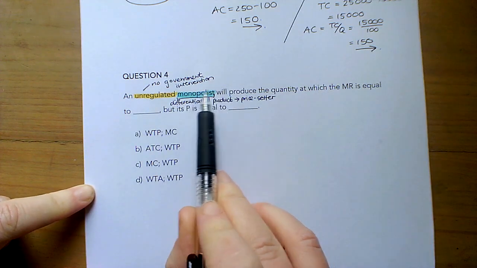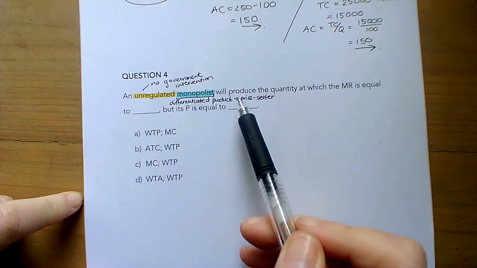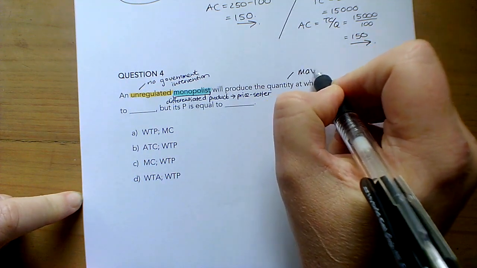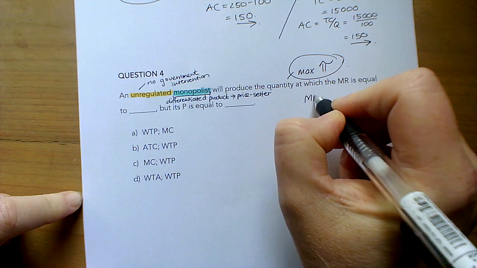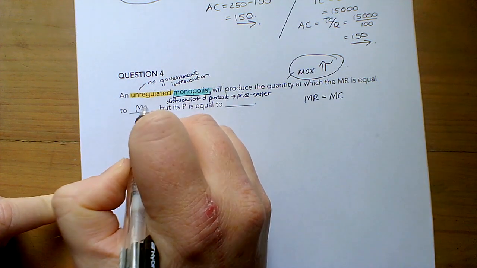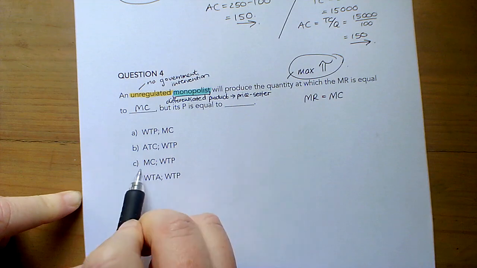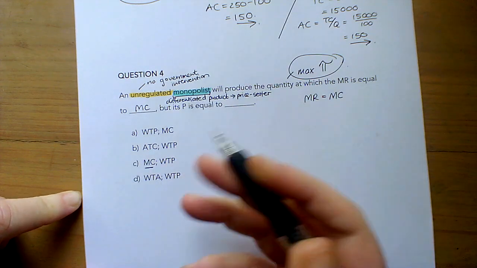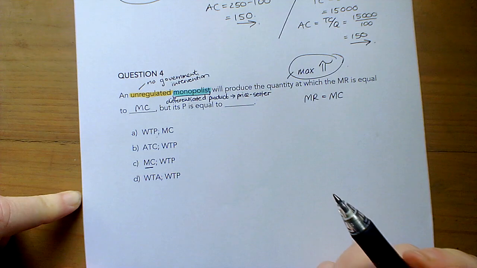So if you are any firm in the context of the core theory that we've been teaching you, the goal is to maximize profit. How do we maximize profit? Where MR equals MC. So this should be MC. Okay, and what we can see is that the only answer here that has MC is C. So by process of elimination, the answer has to be C.